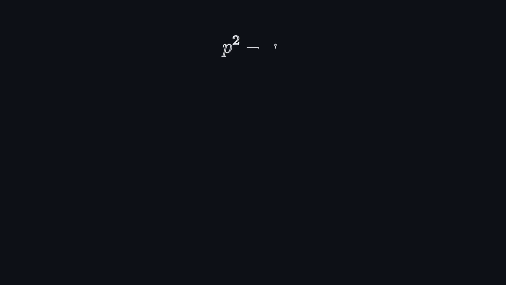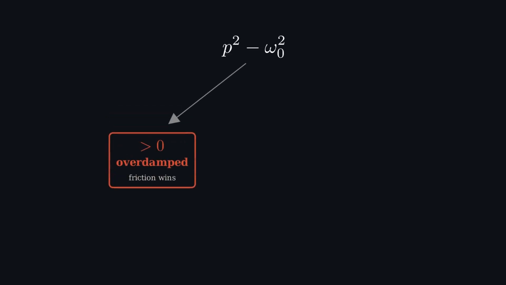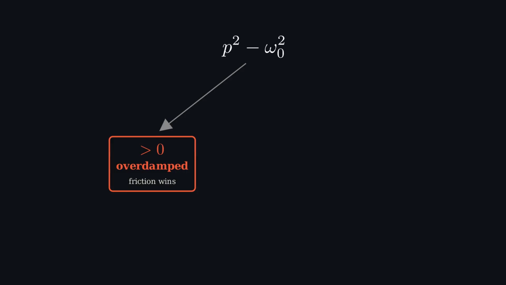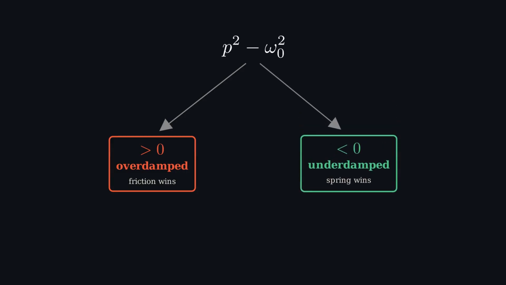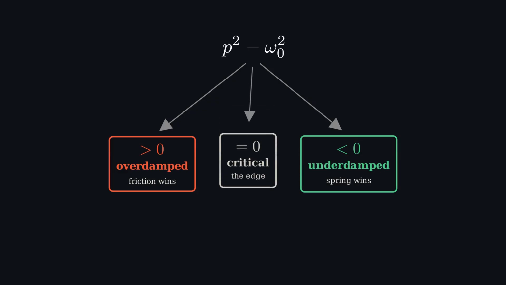So watch the sign. If friction wins, P bigger than omega naught, the root is real and nothing oscillates. If the spring wins, P smaller than omega naught, that square root goes imaginary, and imaginary means wiggle. 3 cases, 1 sign.